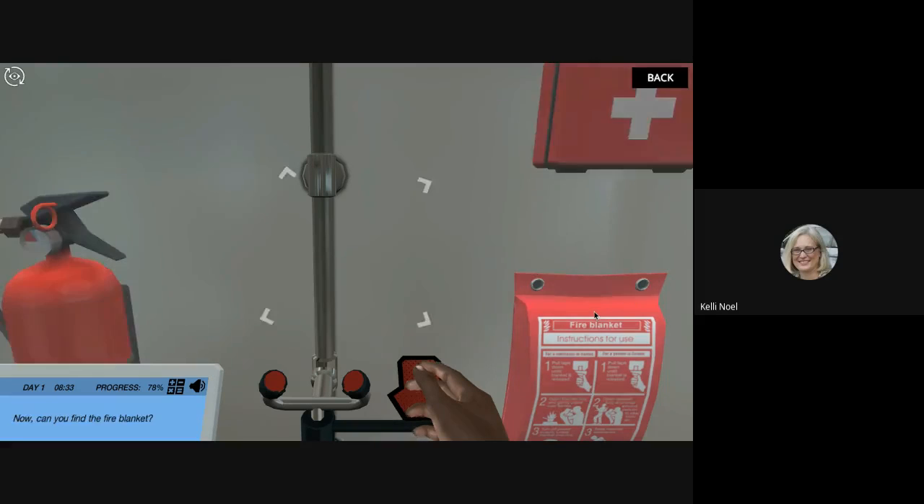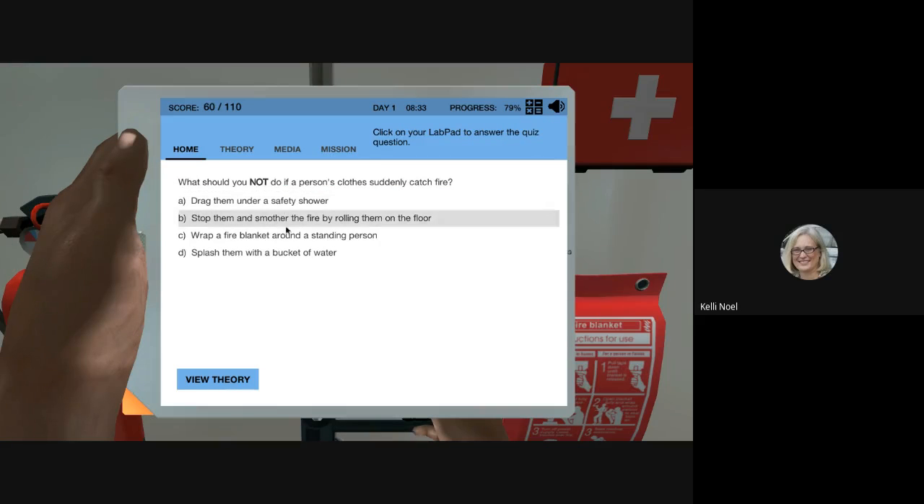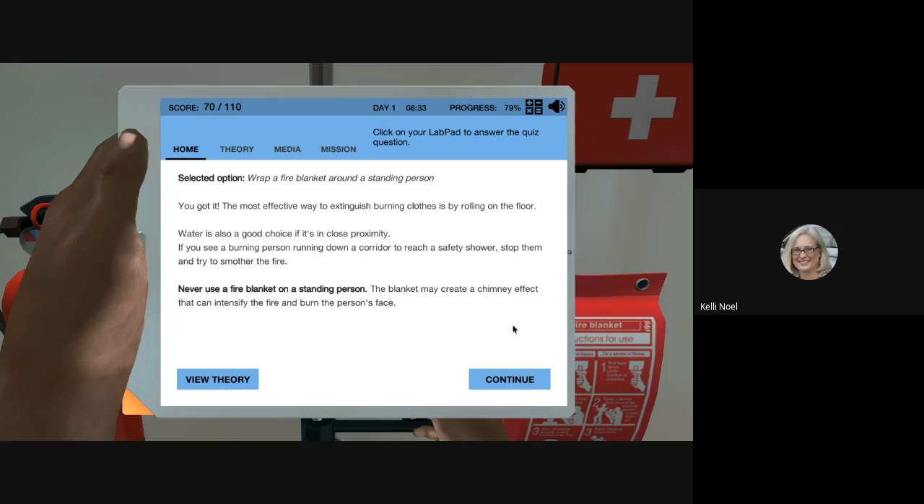Now, can you find the fire blanket? What should you not do if a person's clothes suddenly catch fire? You don't put it on or wrap it around a standing person. The most effective way to extinguish burning clothes is by rolling on the floor. Water is also a good choice if it's in close proximity.